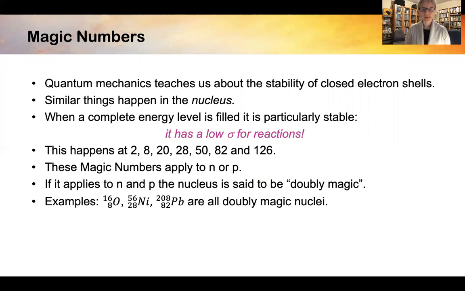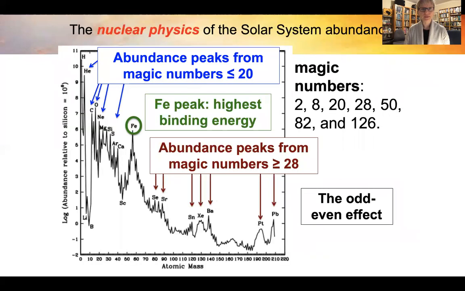A nucleus that has a magic number of both neutron number and proton number is said to be doubly magic. Examples of doubly magic isotopes include oxygen-16, nickel-56, and in fact, a lot of nickel-56 is usually made by supernova explosions. This, of course, leads to the production of iron-56, and also lead-208. And lead-208 is the endpoint of the s-process, unsurprisingly.